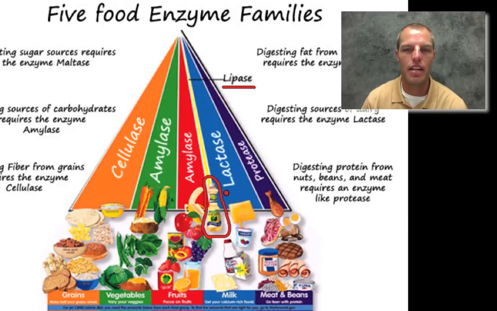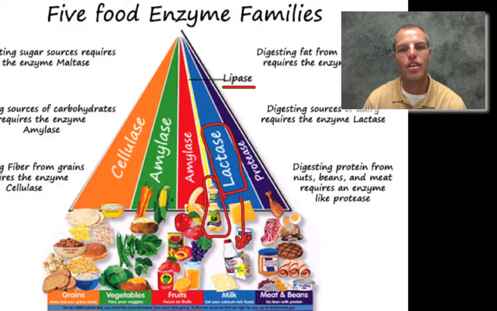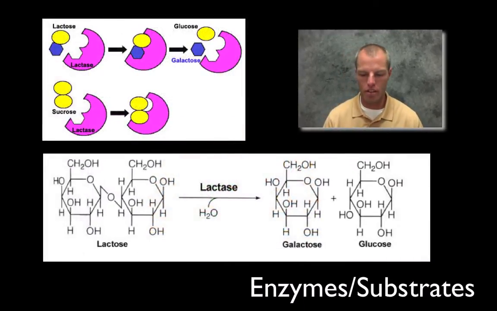Another one that's really common here is lactase. Now, lactase is an enzyme that is going to act upon lactose, which is a molecule found inside dairy products. So if you are lactose intolerant, then you are lacking this enzyme, or it is in very low supply. And so lactase acts only upon lactose, nothing else. So lactase can't act upon a protein. Lactase only acts upon lactose. It's specific.